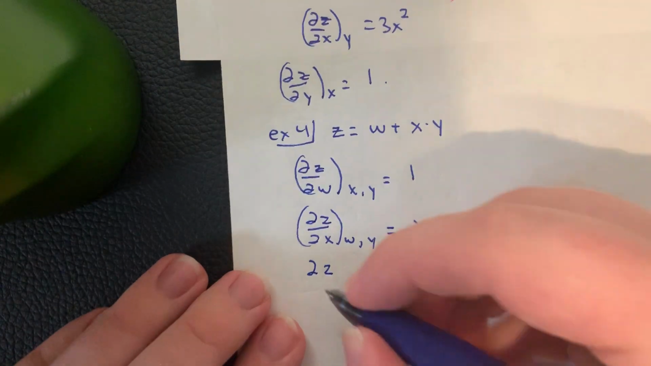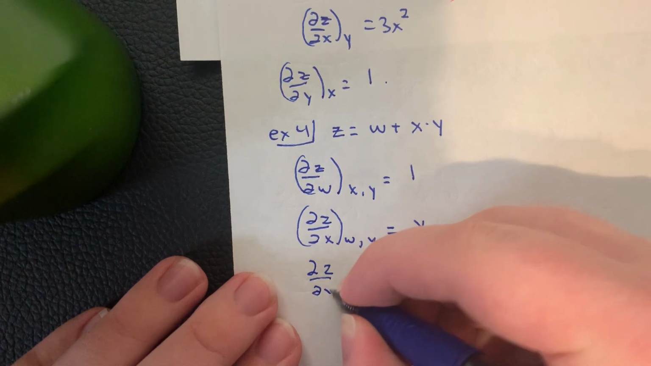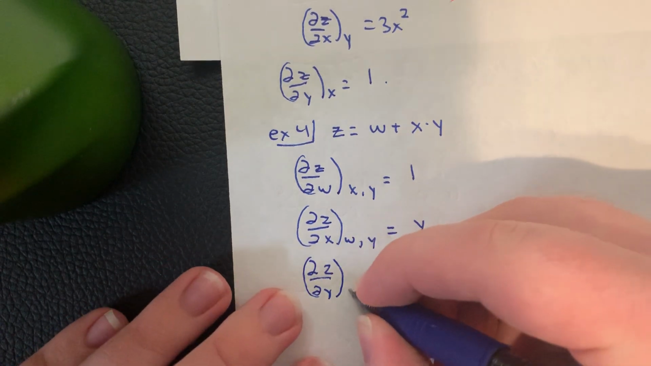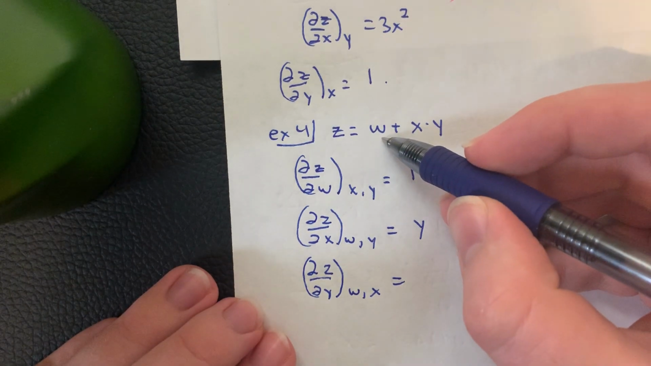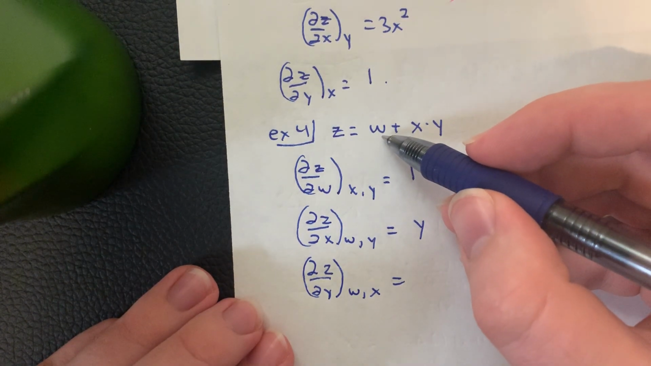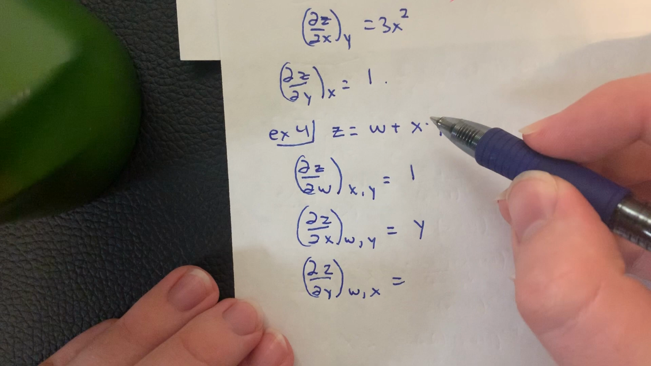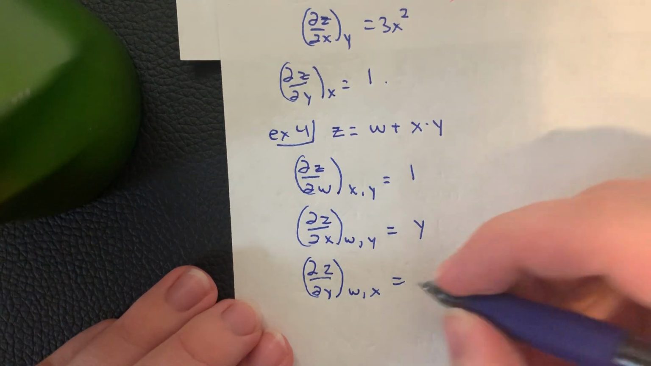And finally, partial z, partial y, holding w and x constant. So the derivative of a constant is 0. The derivative of this then is going to be x.